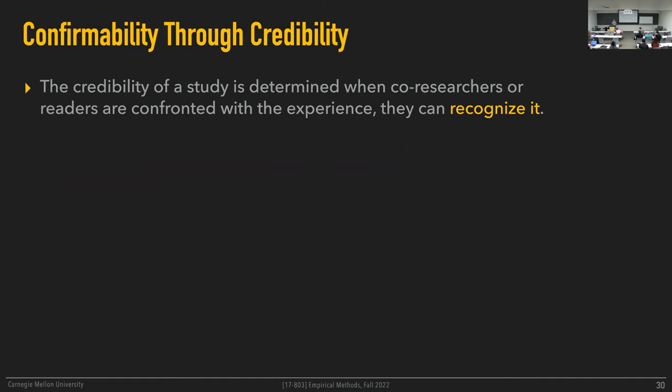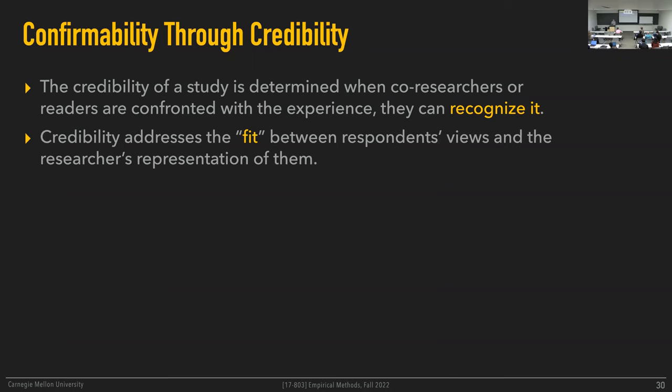Credibility is when others, be it your collaborators, the readers, or the practitioners, when confronted with the experience you're describing as a result of your analysis, are able to recognize it. Credibility addresses the fit between your respondents' and informants' views and your representation of them. But remember, you're the one doing this aggregation, synthesis, and summarization. If you show this back to others, including the people you interviewed in the first place, would they agree with your interpretation of that data, or would they think it's bogus? That's the idea behind credibility.